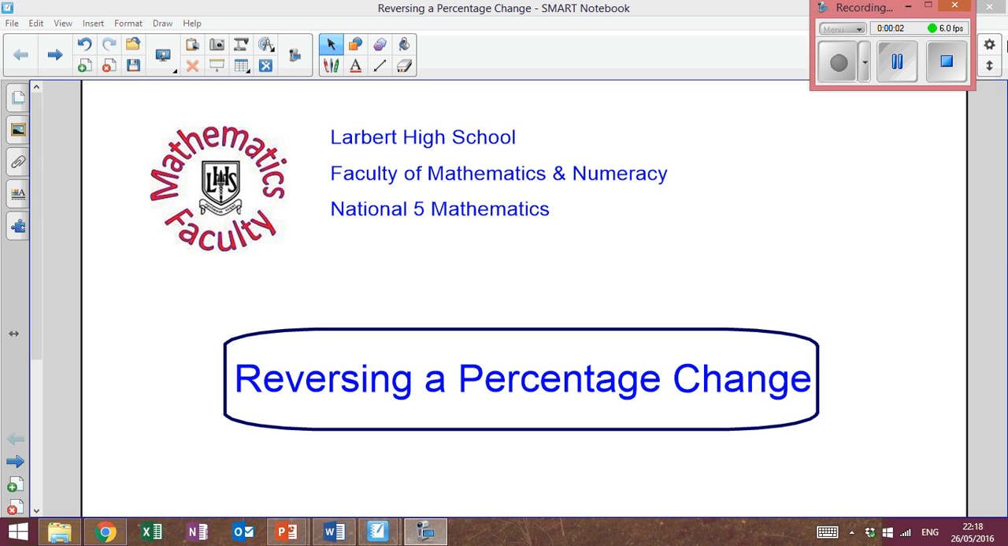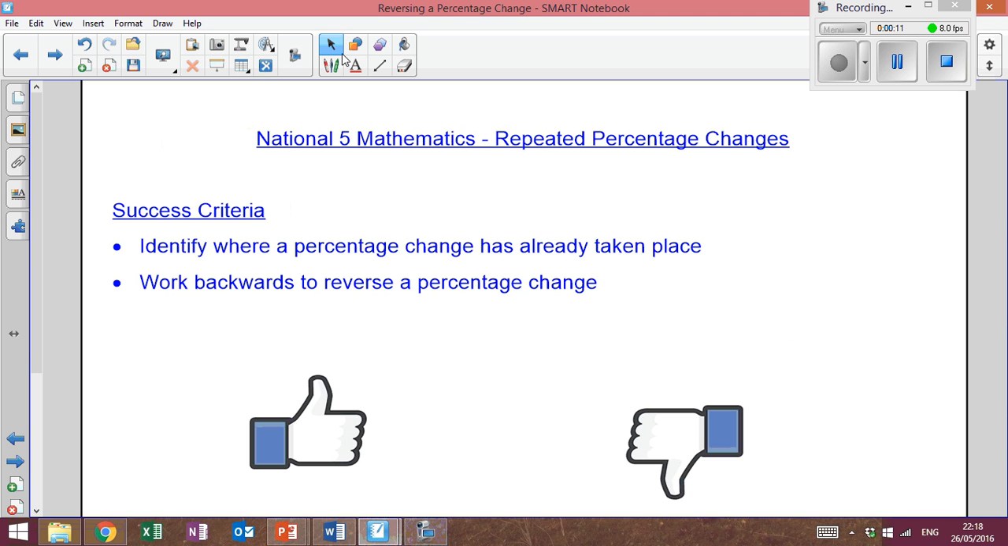Hi everyone, welcome to the second video on the percentages topic, looking at reversing a percentage change. What we're going to look at here is working backwards with percentage changes.